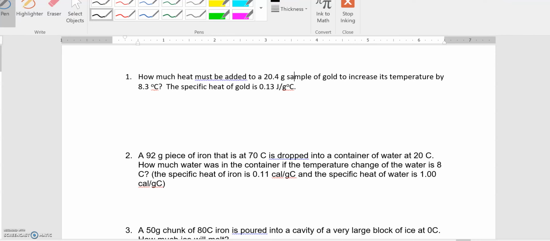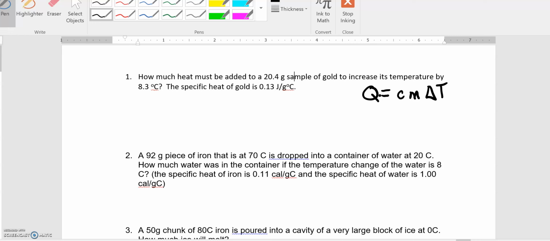Now, the formula that you are going to be using is Q equals C m delta T, where C is the specific heat of the substance we're working with, m is the mass, and delta T is our change in temperature, and then Q represents the heat energy that we're going to be working with.